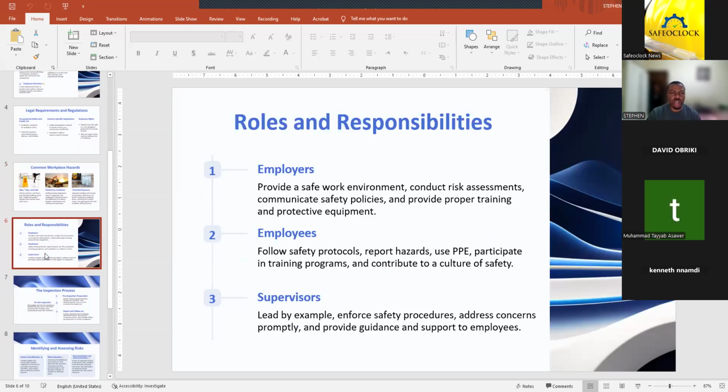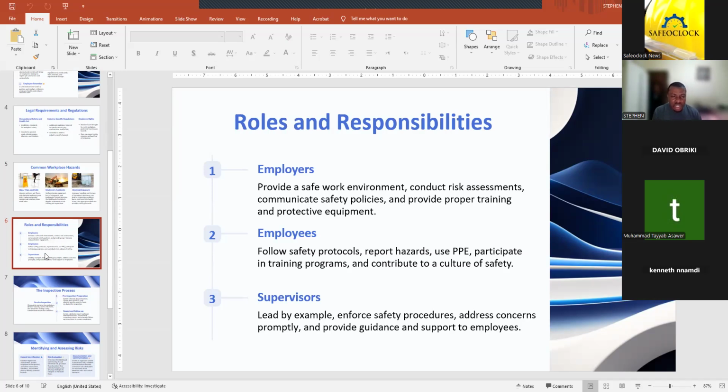organizations. So when we look at the roles and responsibility, what are the requirements? What did the regulations say? What does our standard say? I've said about this when it comes to workplace health and safety inspection. It is important that employers should provide a safe work environment, conduct risk assessment, communicate safety policy, provide proper training, and all that.